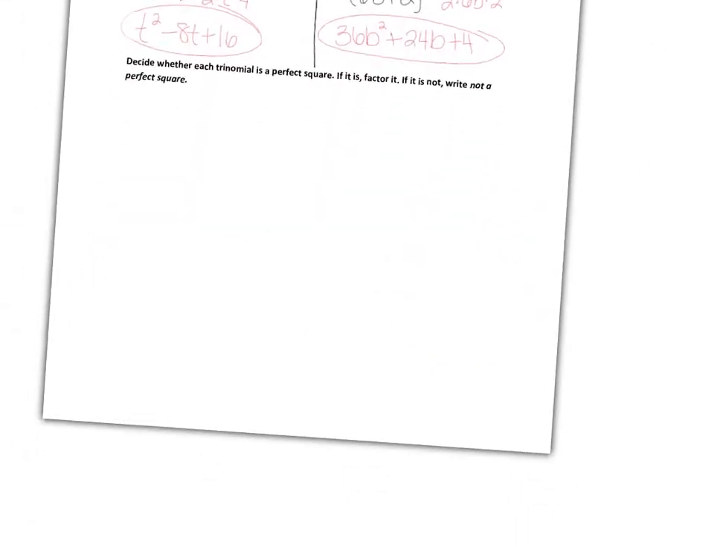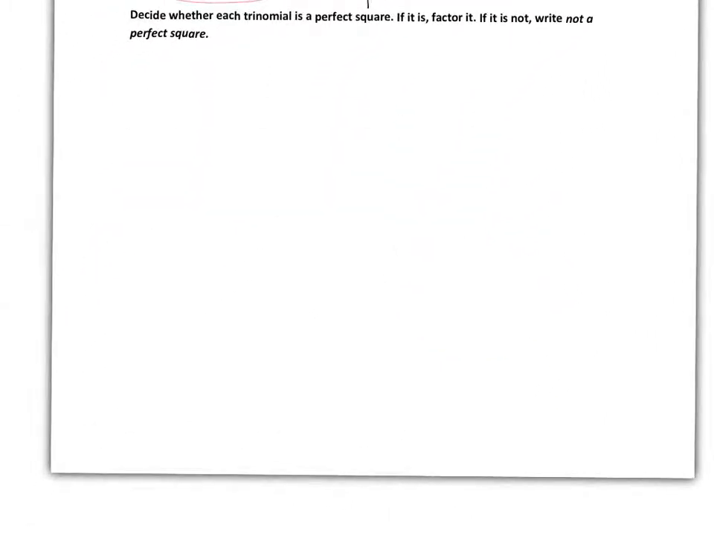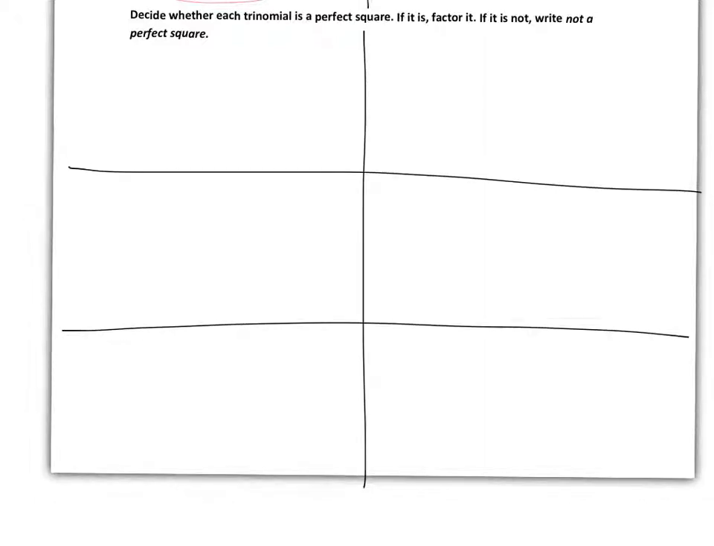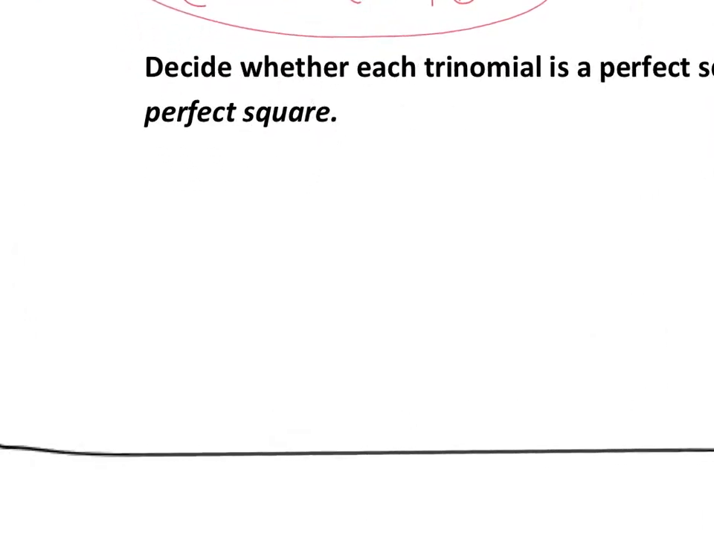Okay, I have 6 of these. We are going to go the opposite direction, and I'm going to give you a trinomial. First, we're going to decide if it's a perfect square trinomial. And there's 2 things that we have to check, and we'll go through that in this first example. If it is a perfect square trinomial, I'm going to factor it. If it's not a perfect square trinomial, you don't have to do anything to it. You just have to say not a perfect square.